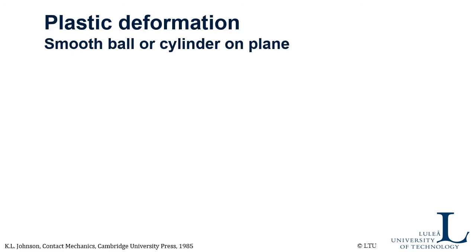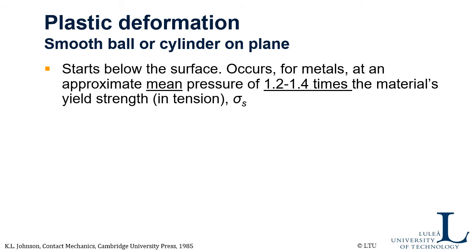A little bit more about plastic deformation of the surfaces. Assume that we have a smooth ball or a cylinder and place it in contact with a plane. Then we can see that the plastic deformation starts below the surface. Remember from the contact mechanics videos that the highest stress occurs a small distance down into the material when you have perfectly smooth surfaces. So for metals, this happens at approximately a mean pressure of 1.2 to 1.4 times the material's yield strength.